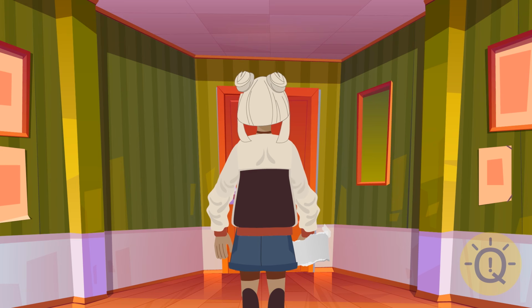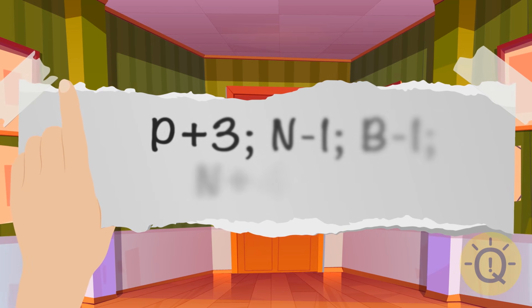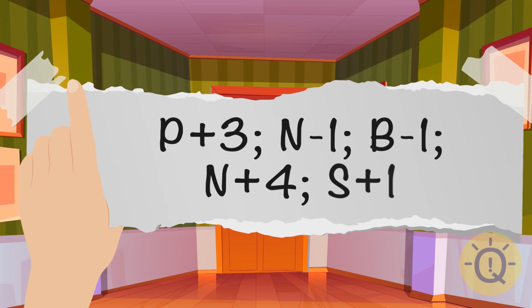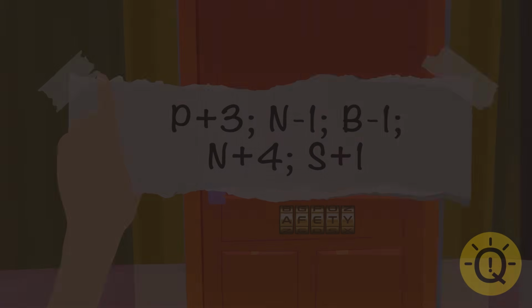Amy looked around the room and found a slip of paper. That's what was written on it. P plus 3, N minus 1, B minus 1, N plus 4, S plus 1. What's the code word?